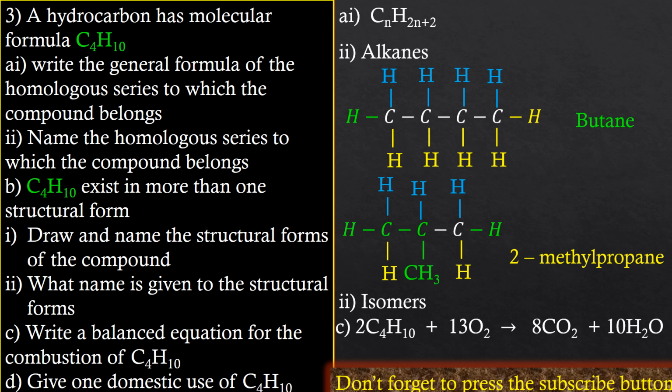Now the D part is saying to give one domestic use of C4H10. So guys, C4H10, that is butane, is simply used as cooking gas in homes. Like the cooking gas that we all use on a gas cooker, it comprises of what? Butane.